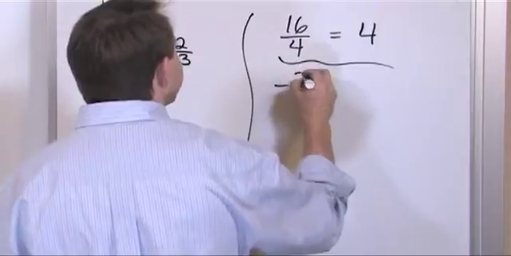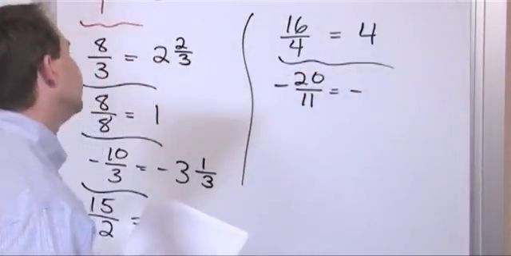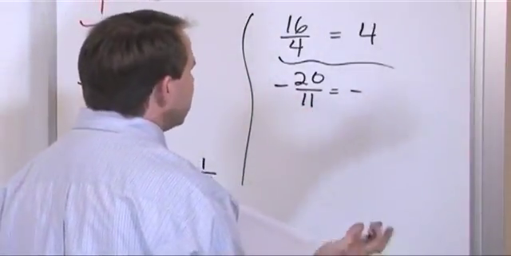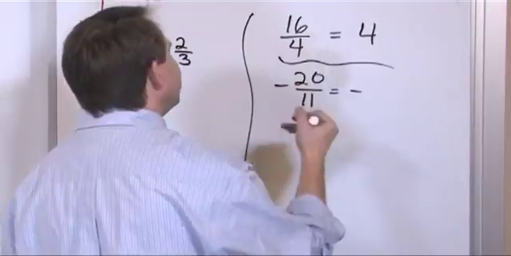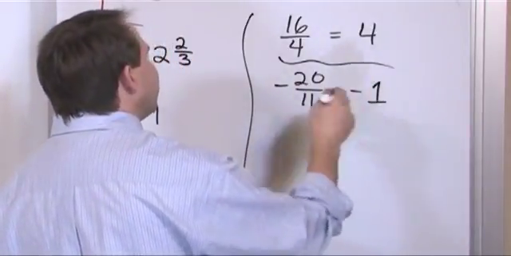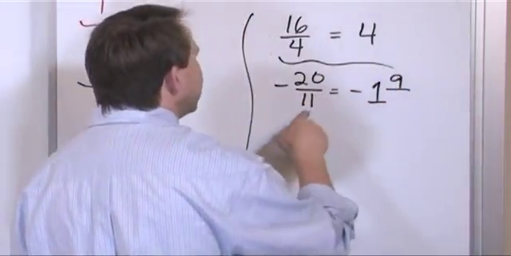Final one, negative 20 over 11. Keep your negative sign along for the ride. 20 over 11. How many times can 11 go in? Well, 11 times 1 is 11. 11 times 2 is 22. That's too many, so it can only go one time. 11 times 1 is 11, so I have to subtract 20 minus 11. That gives me 9. That's a remainder, and you write it out of 11.